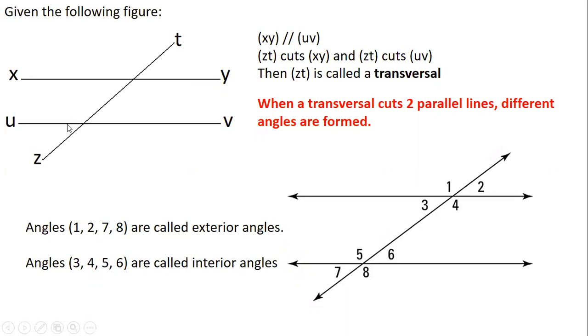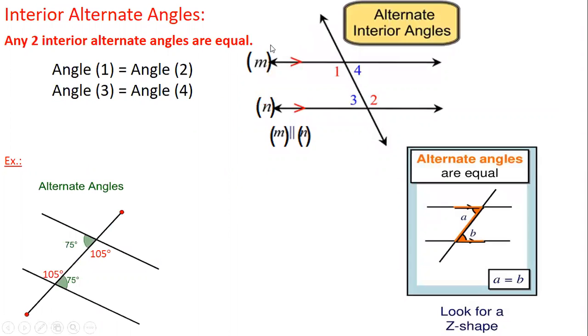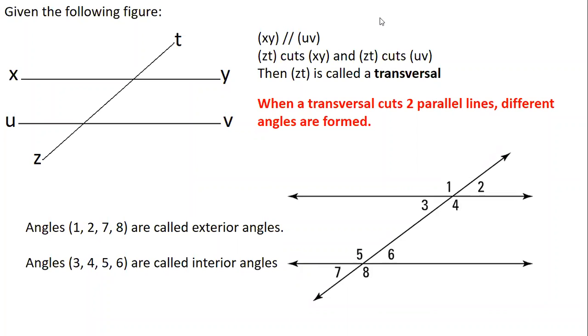I want Leia Ghrayib to read what is written here again. Please, Leia Ghrayib, read. XY parallel to UV. ZT cuts XY and ZT cuts UV. Then ZT is called transversal. Okay, continue. When a transversal cuts two parallel lines, different angles are formed.